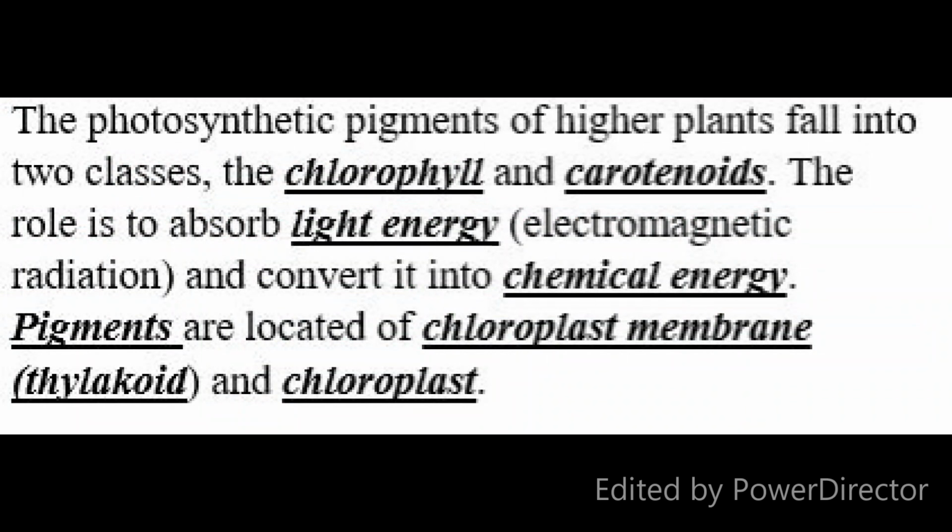The photosynthetic pigments of higher plants fall into two classes, the chlorophylls and carotenoids. Their role is to absorb light energy and convert it into chemical energy. Pigments are located in the chloroplast membrane, or thylakoid, in the chloroplast.